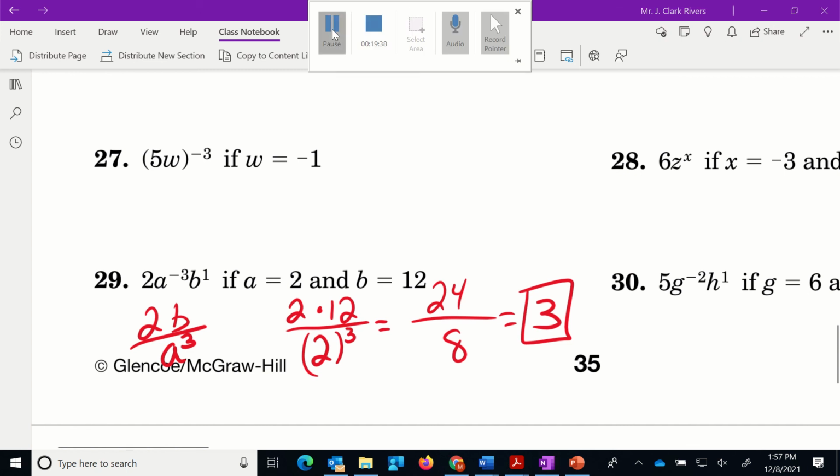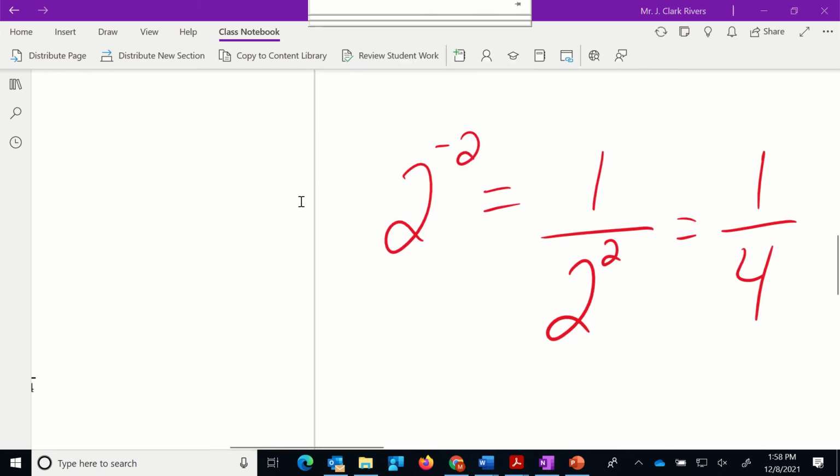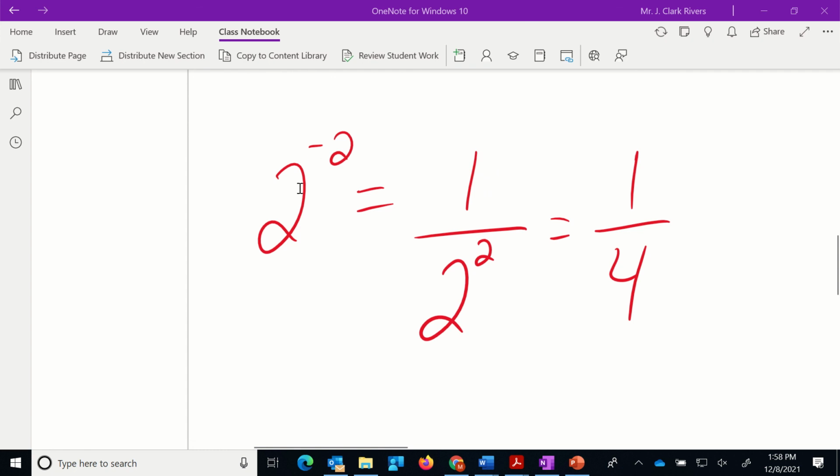All right. So there was some confusion in class about what this actually means. 2 to the power of negative 2, we can rewrite this as 1 over 2 to the power of positive 2 now. 2 squared is 4, so that's 1/4. So 2 to the power of negative 2 is 1/4. You don't have to actually write that, but it's good to know.